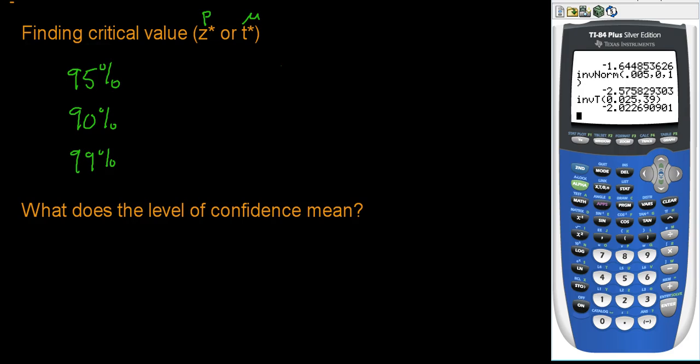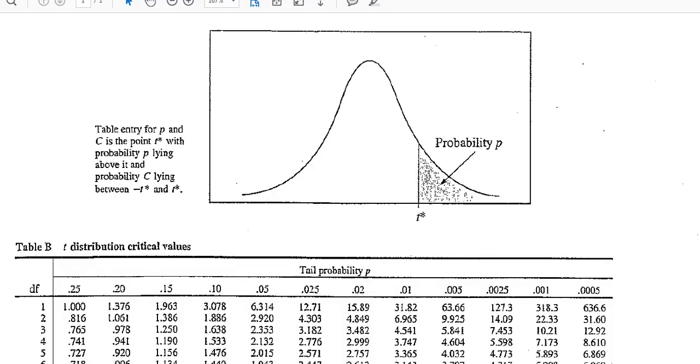Now another way to get your Z stars or your T stars is to use a T-chart. A T-chart is provided to you on the back of the AP statistics test, or it's attached to the formula sheets and all that stuff. So you don't have to use this if you totally understand how to use the calculator. Some kids actually like a T-chart better. So let me show you one. Here's an example of the exact T-chart you will be given on the AP Stats test.